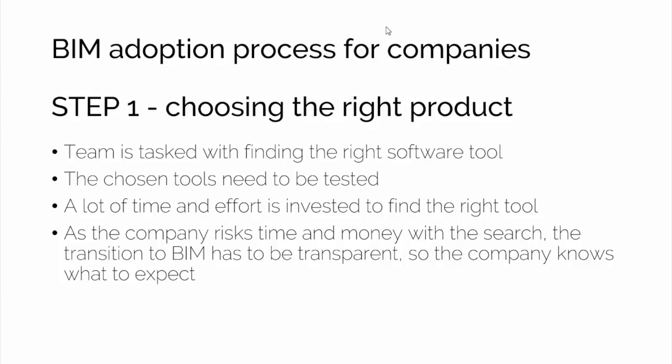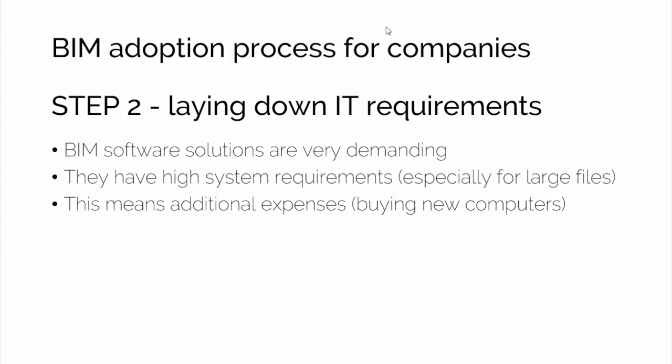What does a BIM adoption process look like? I prepared three steps. First things first, you need to choose the right product. It could be something that you did not see before, so it takes time for the company to risk time and money with the search and test these things, to see if they work for them or not. So this is the first step: to try to find the best solution, the best software for you to work in the BIM environment.